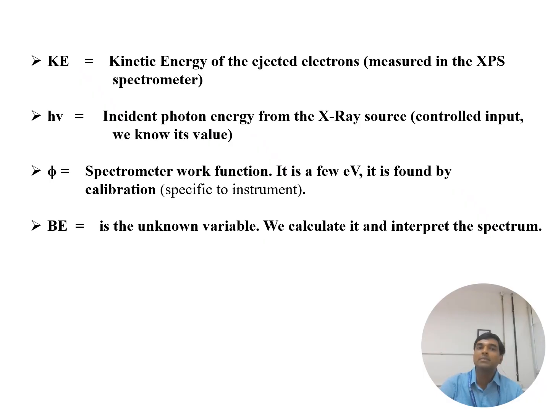So kinetic energy is basically that of the ejected electrons, which is measured in XPS. h nu is the incident photon energy that comes from the electromagnetic radiation. Phi is the spectrometer work function, which is generally found in a calibration or specific to the instrument, and binding energy is the unknown variable, which is specific to individual atoms.